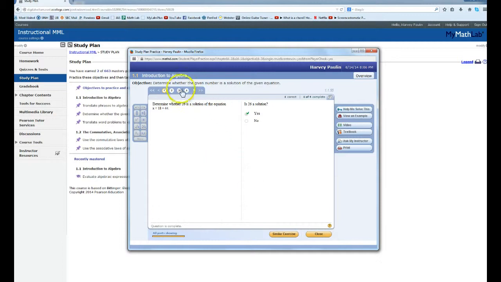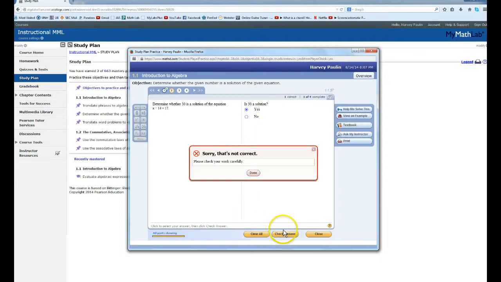Okay, click on that. I can then go to question 2, and it says, is 30 a solution? Well, x minus 14, which is 30 minus 14, does that equal 17? I don't think so, but I'm going to say yes, and then I click on check my answer, and I was incorrect. I didn't think that was the answer, and you probably know it wasn't. So I'm going to click done.